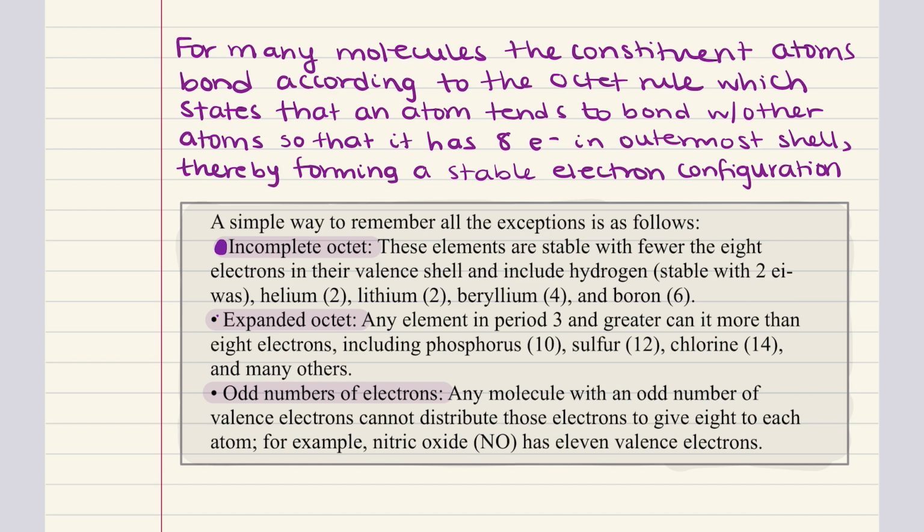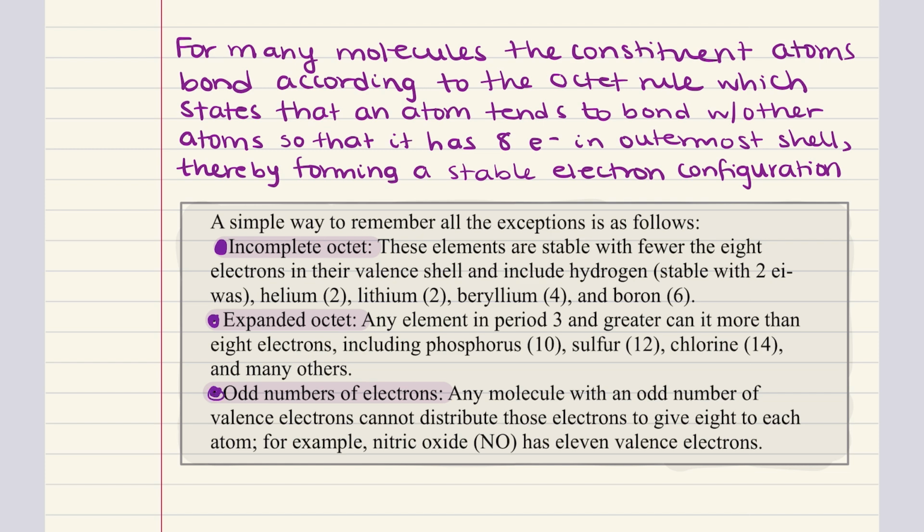The second rule was the expanded octet. Any element in period 3 and greater can have more than 8 electrons. This includes phosphorus, which can have up to 10 valence electrons, sulfur with up to 12, chlorine with up to 14, and there are many more examples of this.